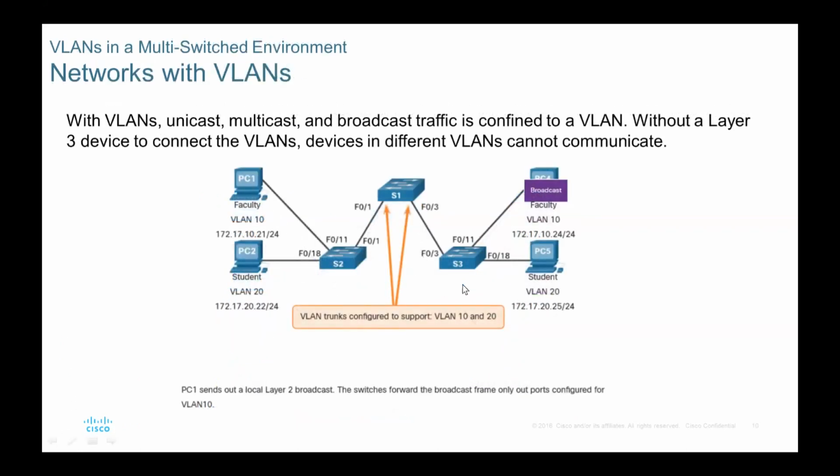Suppose VLAN is created, and if this PC1 is going to send the traffic, who will receive the broadcast traffic? It is only this PC4 who will receive the broadcast. Nobody else will receive. The reason is this belongs to VLAN 20. This belongs to VLAN 20. So therefore, only this machine receives it.